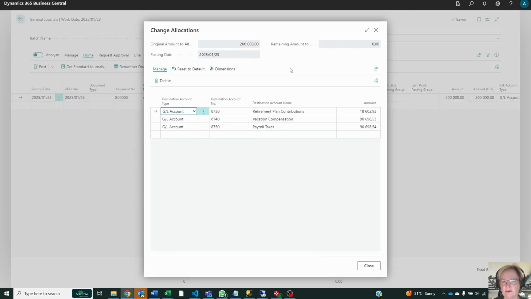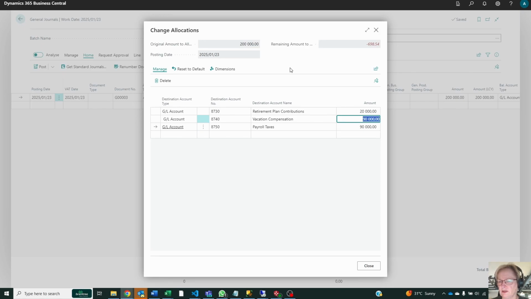If I click on that, I get presented with a little grid. It has given me a suggestion of how this ought to be split. And I will now go and I will change it. So I want 20,000 to go there. And what's 20,000 from that? I want 90,000 there, and the balance will go there.